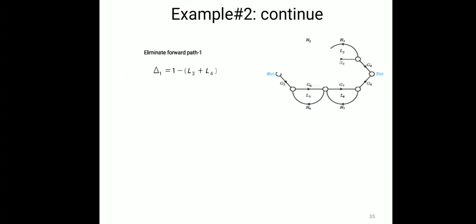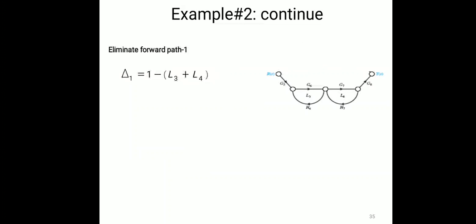Next is delta 1, delta 2. If you see, delta 1 is what? 1 minus the non-touching loop gains to the first path. There are two loops which are not connected to the first path, L3 and L4. So delta 1 is equal to 1 minus (L3 plus L4). We'll put the gains there, G6H6, G7H7.